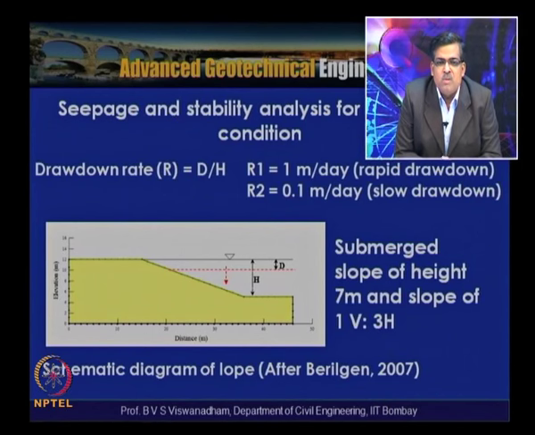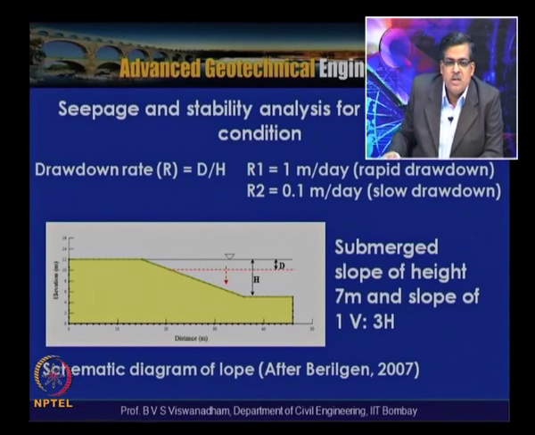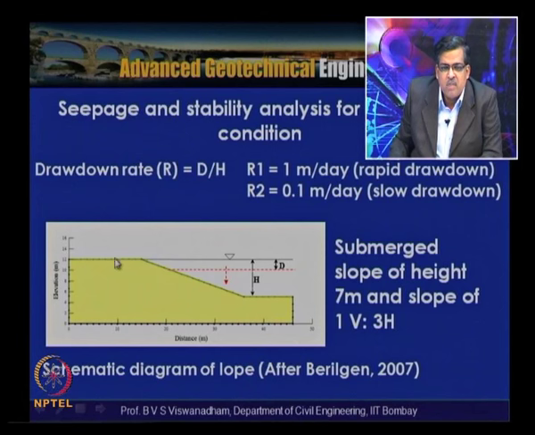The rapid drawdown is 1 meter per day. So the 1 meter level that is nothing but D falls down with time, 1 meter in a day. The other one is slow drawdown. The submerged slope has a height of 7 meters. So initially the water level is up till here, and the slope has soil parameters which will be disclosed, and 1 vertical to 3 horizontal is the slope inclination, and 7 meters is the height of the slope.